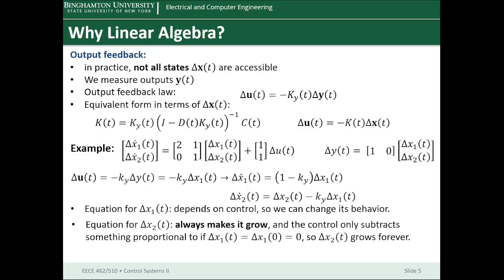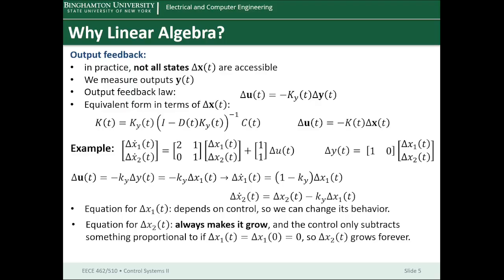But the equation for delta x2 essentially grows on its own. In fact, once delta x1 converges to 0, the control disappears and delta x2 grows forever. This means that while the output delta x1 converges to 0, so the reference seems tracked, the system internally becomes unstable because delta x2 diverges.